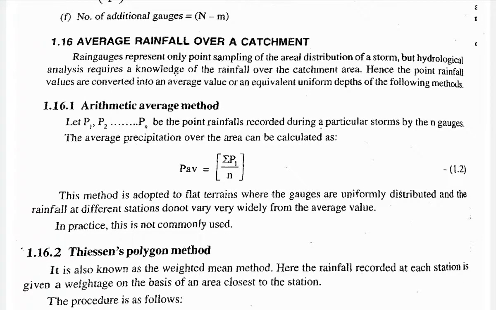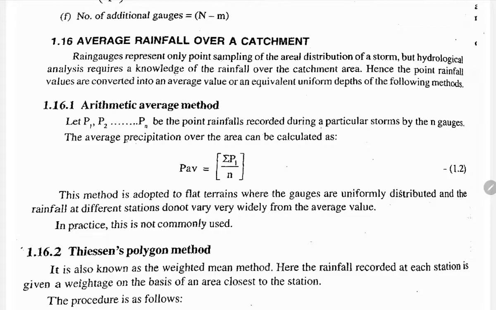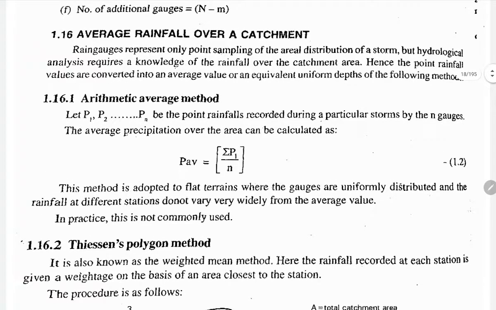Today we'll be discussing average rainfall over a catchment area. Generally, when you choose a city or any area, it will have a number of rain gauges, and there you need to find out the average rainfall. There are many methods to find this out. The first one is the arithmetic average method.